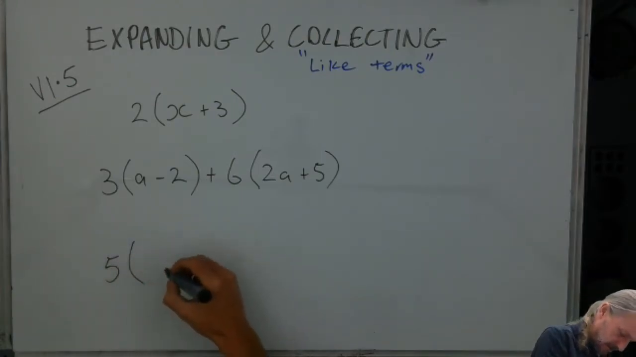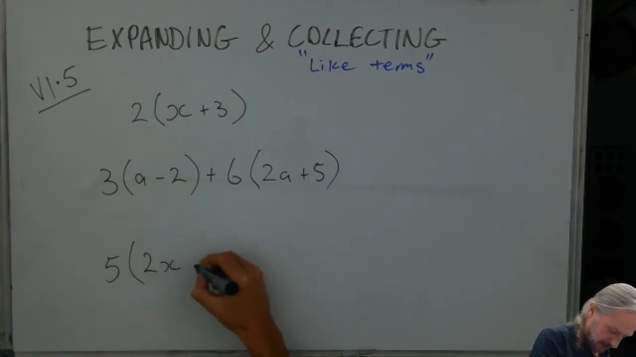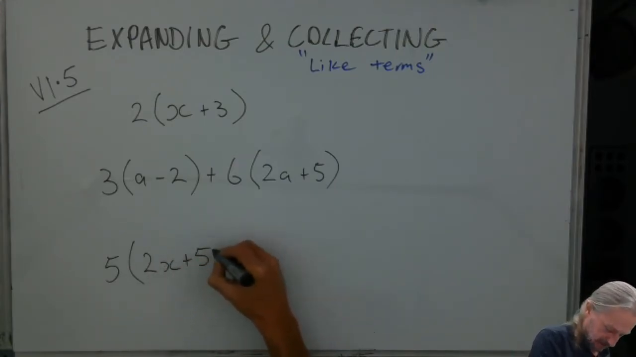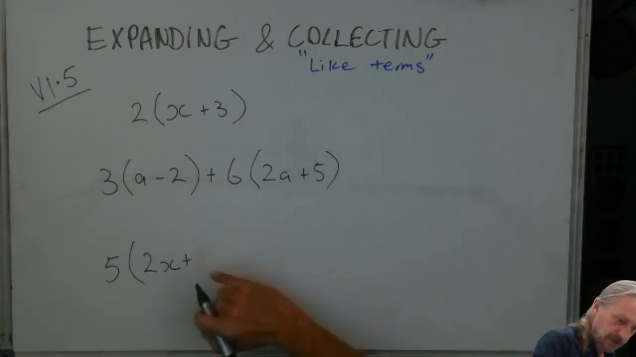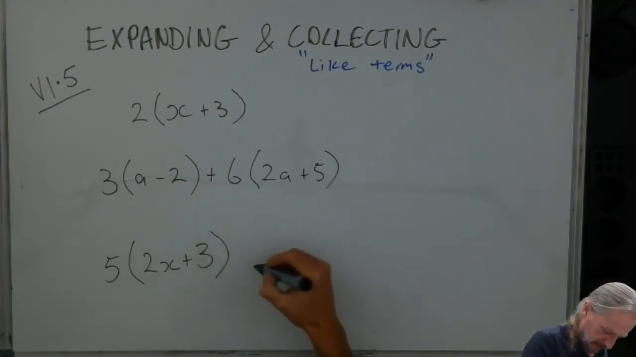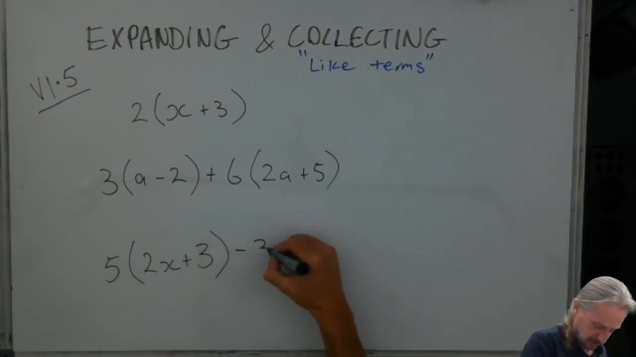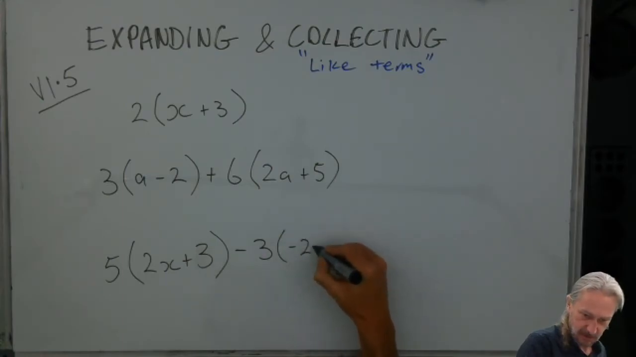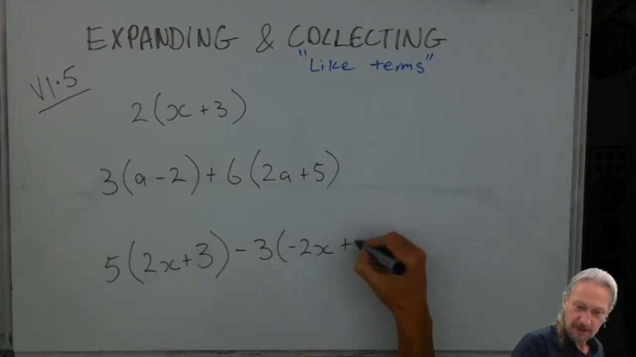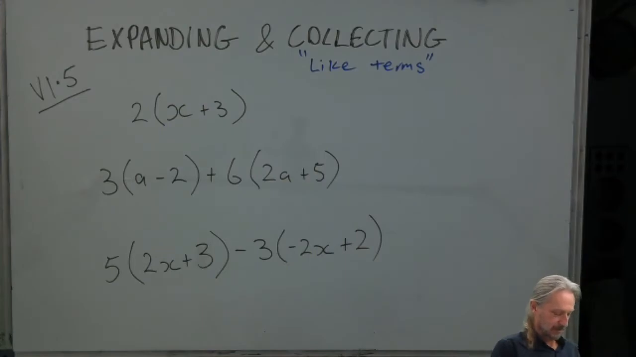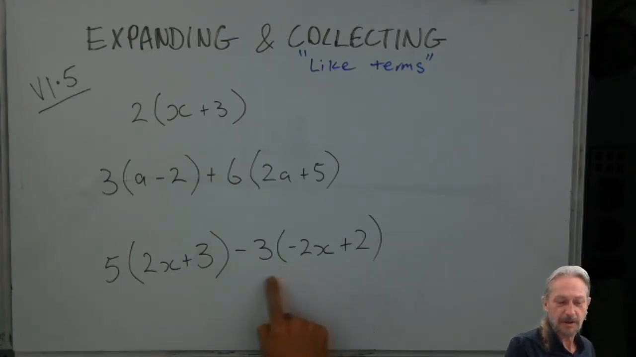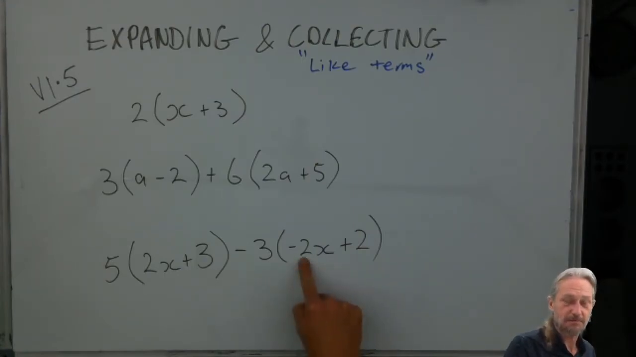5 lots of 2x, 5, x plus 3, take away 3 lots of -2x plus 2. So we're going to have to be using all the things that we've learnt so far. When we multiply these here, we've got to recognize that we've got 2 negatives going on.